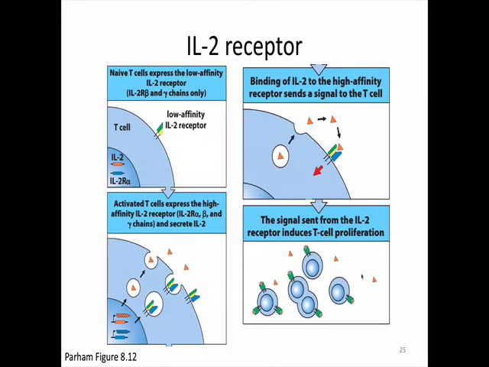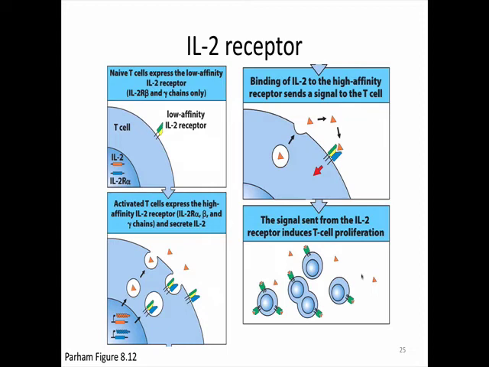So what will happen with our T cells is that our T cells at the beginning will express the low affinity IL-2 receptor. Once that T cell becomes activated, the T cell will start making IL-2 and will also start making the final chain, the alpha chain of the IL-2 receptor. The T cell can then stimulate itself via the IL-2 receptor to induce proliferation of that T cell.